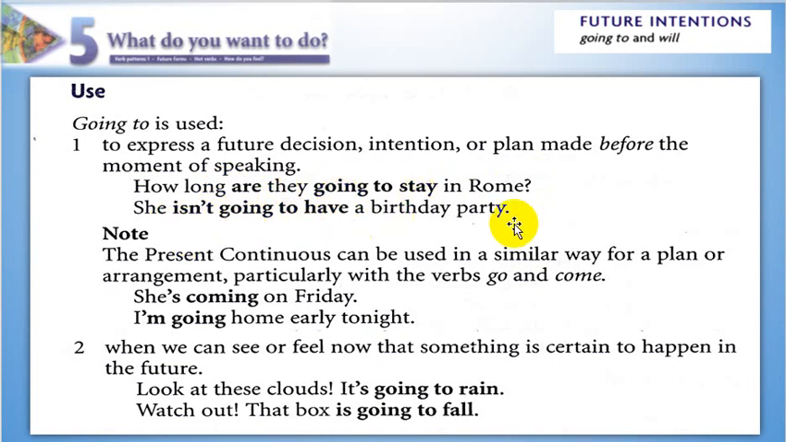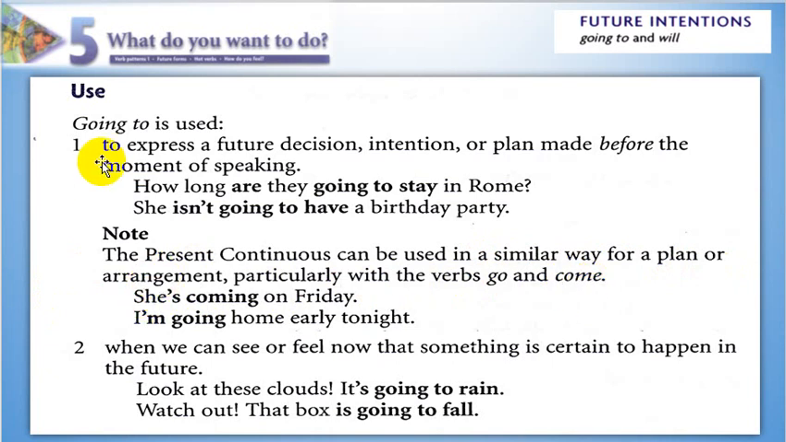She isn't going to have a birthday party. أيضا هذا الشيء معلوم قبل زمن وليس في لحظة التحدث، لأن البيرثدي بارتي الديت أو تاريخها معلوم، فيكون القرار بعمل حفلة أو عدمها قبل وقت before the moment of speaking. فنستخدم going to. She isn't going to have a birthday party. Note, the present continuous can be used in a similar way for a plan or arrangement, ترتيب, particularly with the verbs go and come.